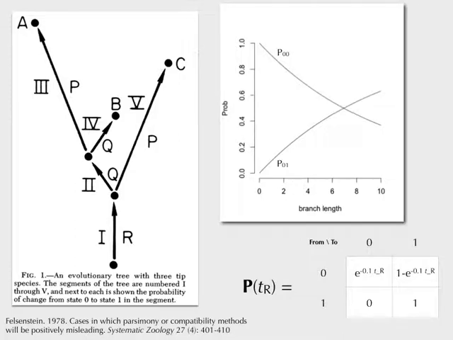So here I'm just plotting these, varying TR. Right. So at very small branch length, if I start at 0, I end at 0. So the probability is high for 0 to 0 and low for 0 to 1, because no time means no change. Does that make sense with these curves?